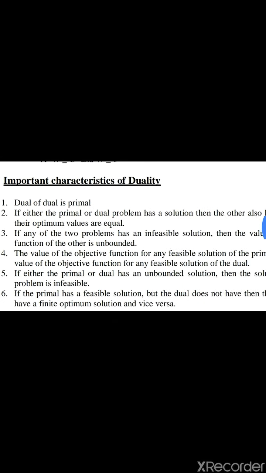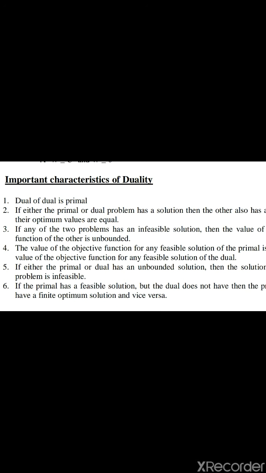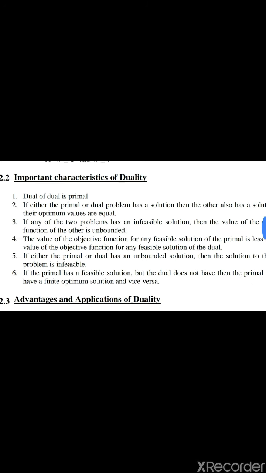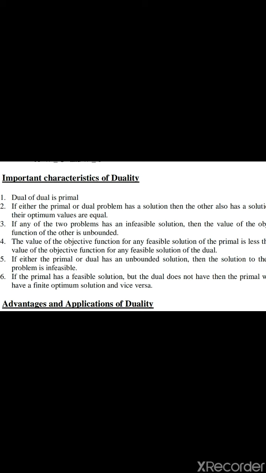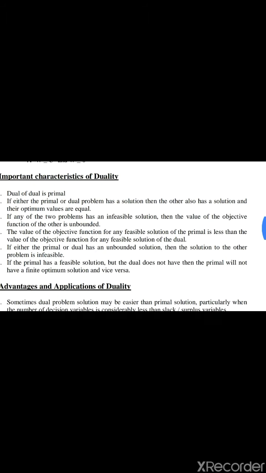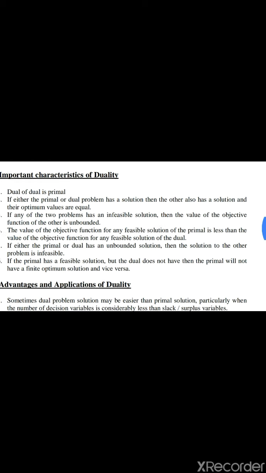So the first characteristic is dual of dual is always a primal. Which means that dual of a dual linear programming problem is always a primal problem. The second characteristic is that if either the primal or dual problem has a solution, then the other also has a solution and their optimum values are equal. For example, if primal problem has solution, then the dual problem will also have a solution and their optimum values are equal. So this is about the second characteristic.